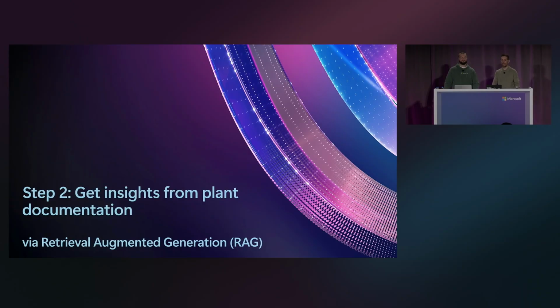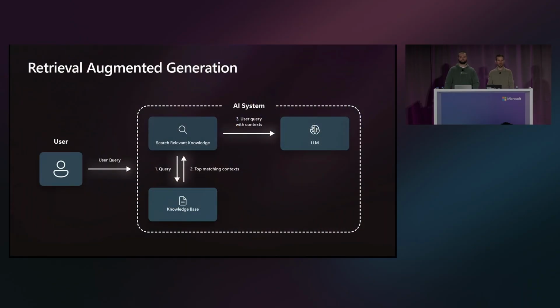So going back to our plant, after reviewing the maintenance logs, Connor is probably eager to uncover the root cause of the issue. And before doing that, let's cover 2 concepts that will help us achieve that. Retrieval Augmented Generation, or RAG, is one of the most popular AI patterns today because it combines the reasoning power of the language model with your app's own knowledge.